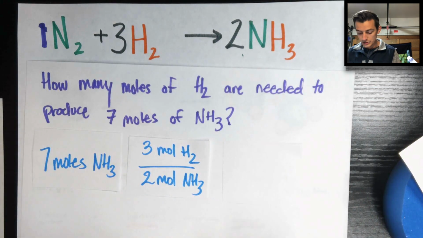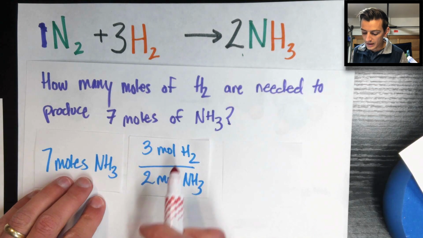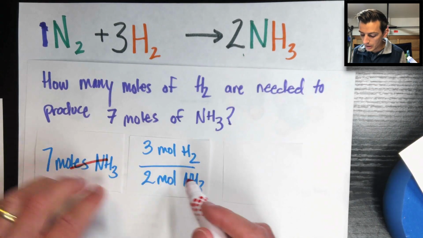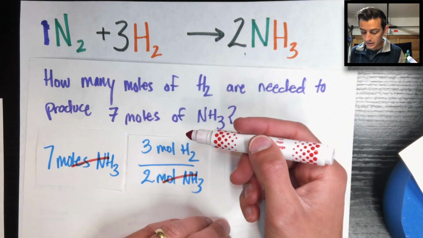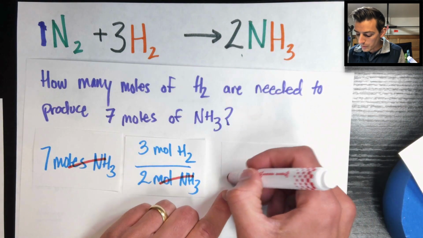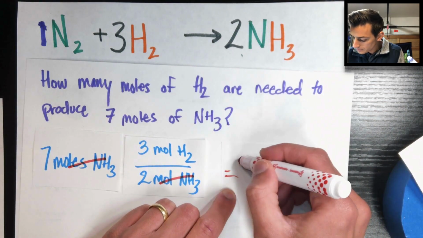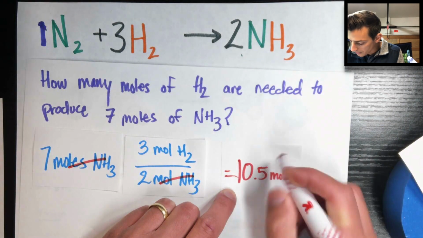So 7 moles of ammonia times 3 moles of hydrogen divided by 2 moles of ammonia. My moles of ammonia are going to cancel, and 7 times 3 is 21. Doing this in my head, divided by 2, of course you do this in a calculator, is 10.5. 10.5 moles of hydrogen.